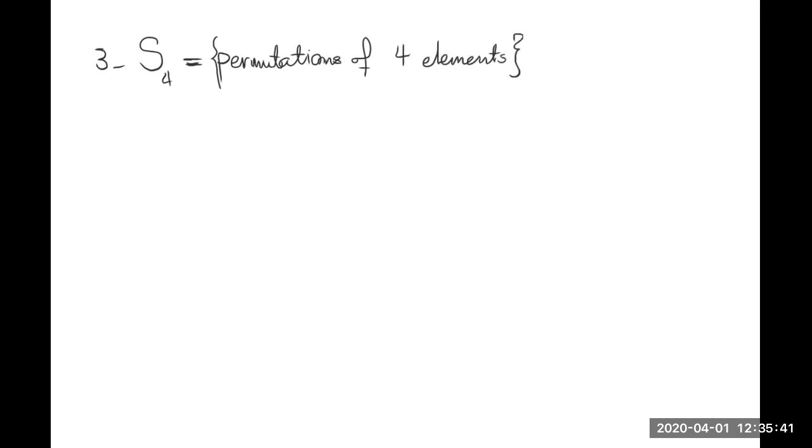Okay, now we want to look at the group S4, which means permutations of 4 elements. And we want to find the order of a few elements here. So first, find the order of this element, (1 2 3). Okay, think about that for a few seconds or a minute.